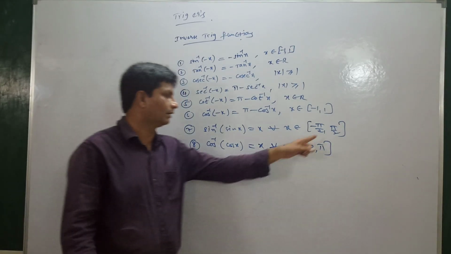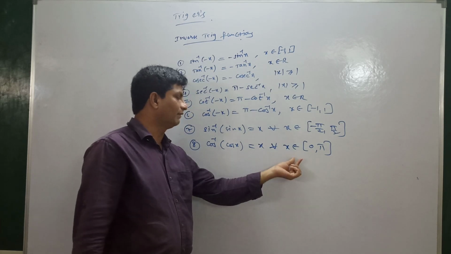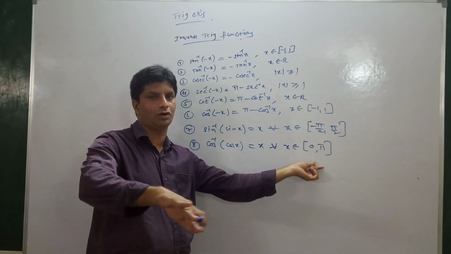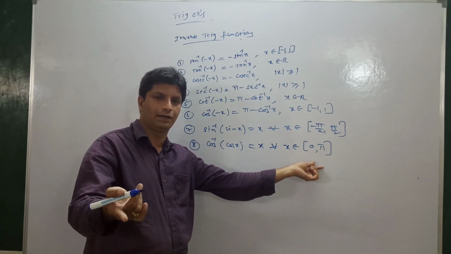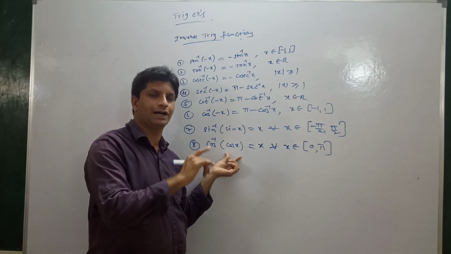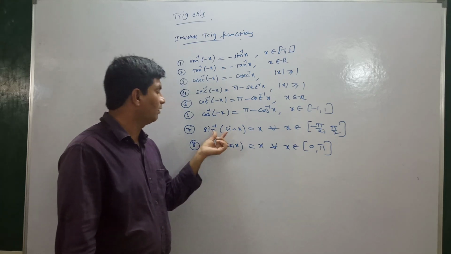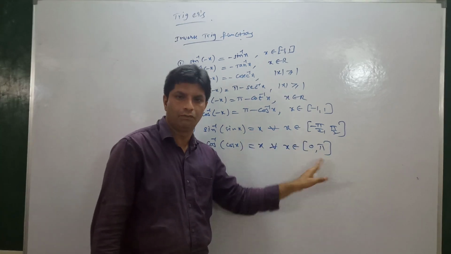We should not use the same interval for cos inverse. Cos inverse of cos x equals x if the value of x lies in the interval 0 to pi. 0 to pi means both first quadrant and second quadrant. Whenever the angle lies in the first or second quadrant, only then can you write cos inverse of cos x equals x. Now how can we find the value if x is beyond this interval? We will do it later.